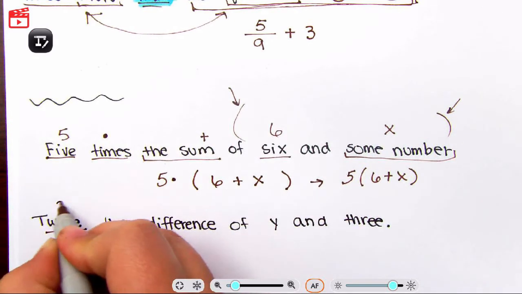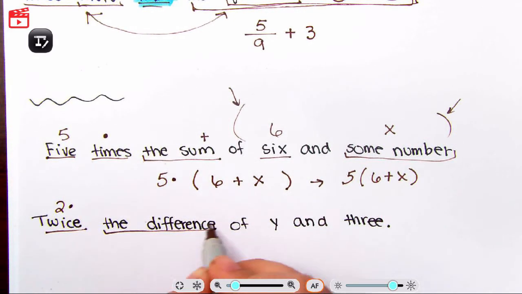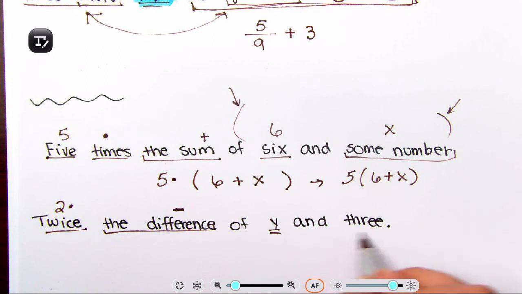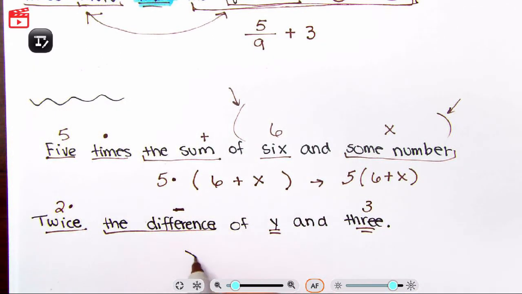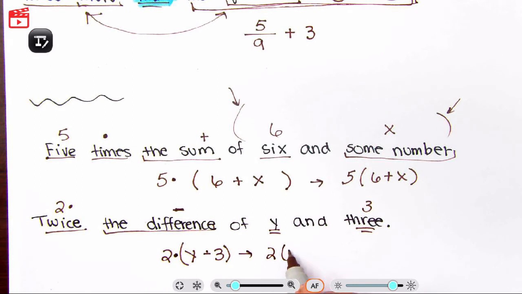Twice, so I know this is 2 times the difference minus of y and 3. So again, what are we taking the difference of? y and 3. But whatever this is equal to, we're taking twice of that. We're taking 2 times that. Again, you can choose not to write this dot, so you can say 2 times the difference of y and 3.